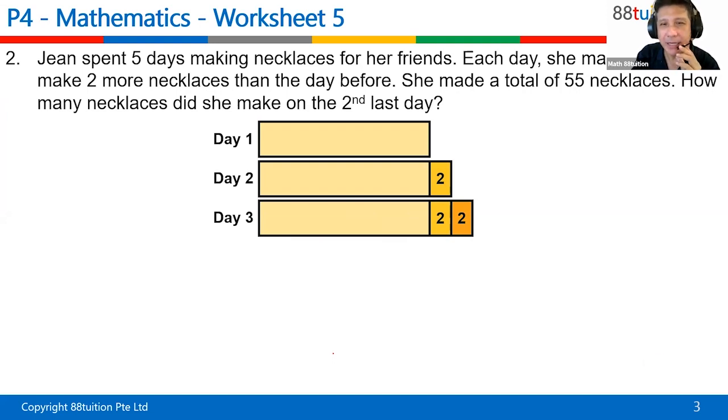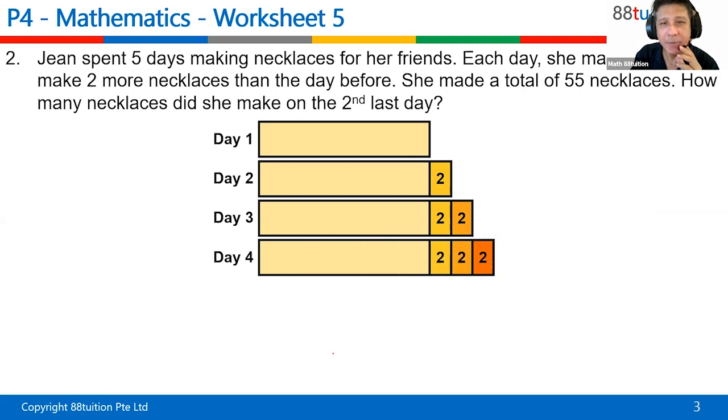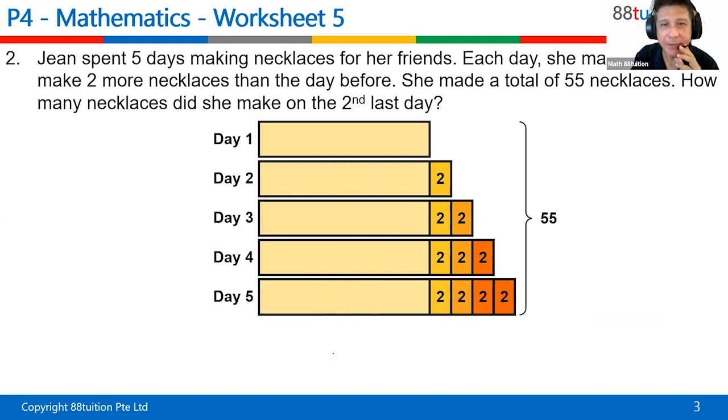Then when we come to day 4, day 4 will have everything that is in day 3, plus 2, and then day 4 has one more 2. And finally, when we come to day 5, it must have everything that day 4 has and plus another 2. And from here, the grand total is actually 55.